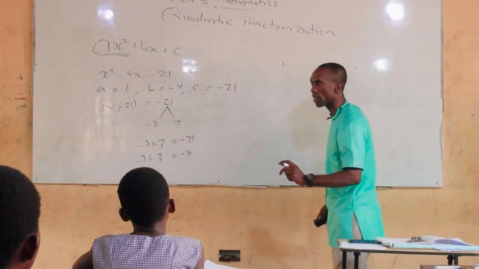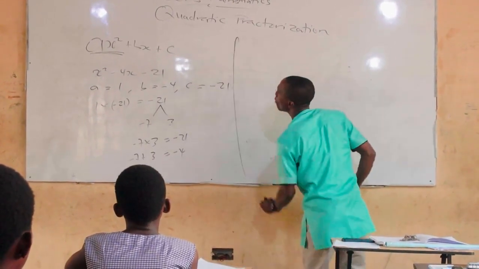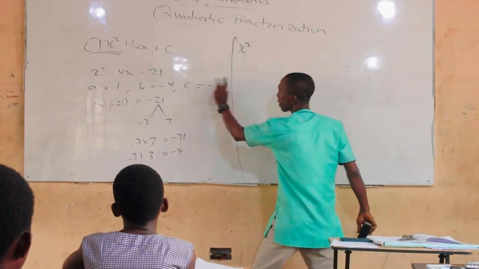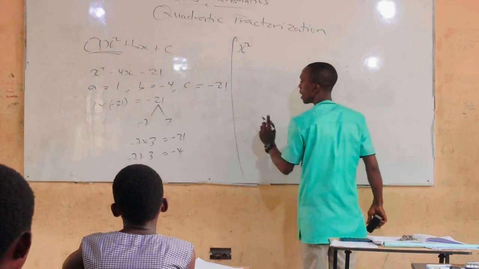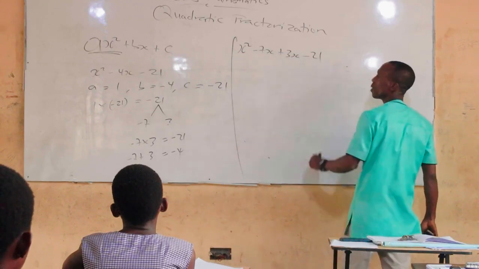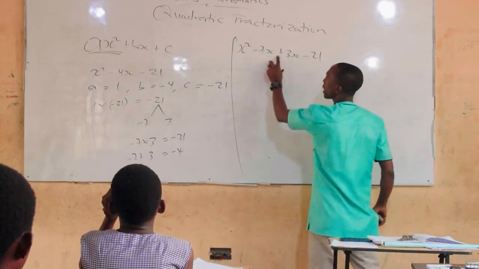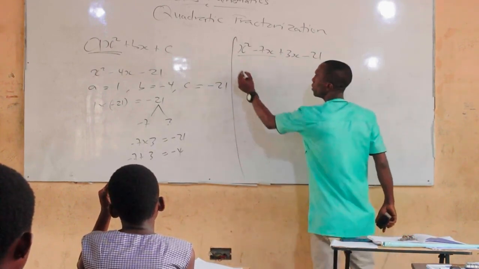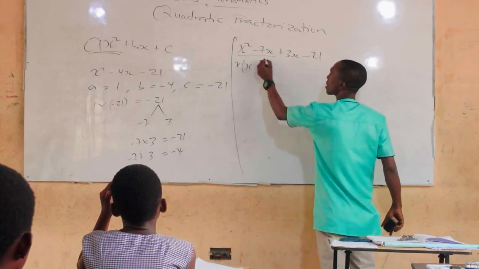Are you okay with that? Yes. So we have x squared. Note the substitution now. X squared. We will not write the negative 4 again. X squared minus 7x plus 3x minus 21. So as I said, you don't have to bring a bracket. You only consider the first two. What are they having in common? X. So x out, x minus 7.